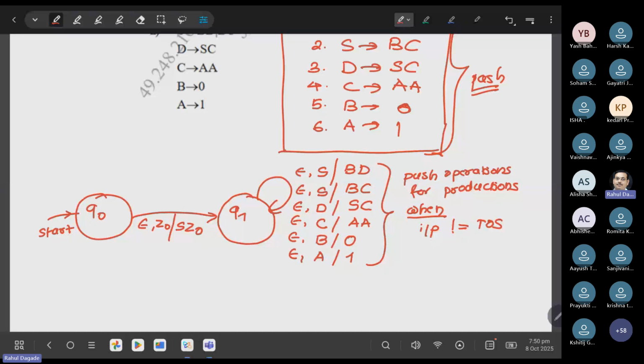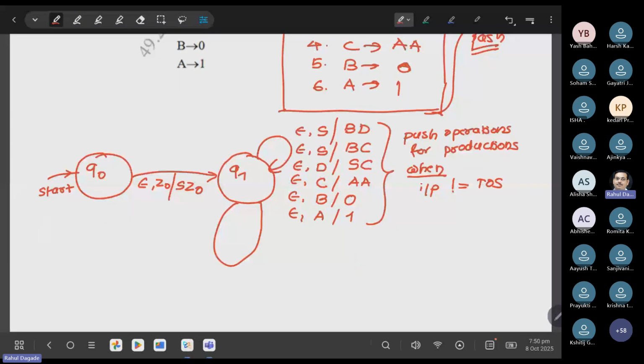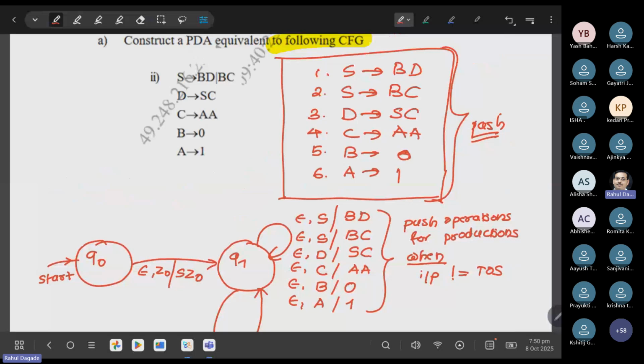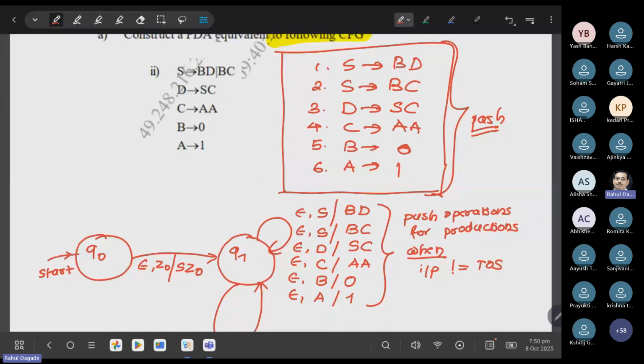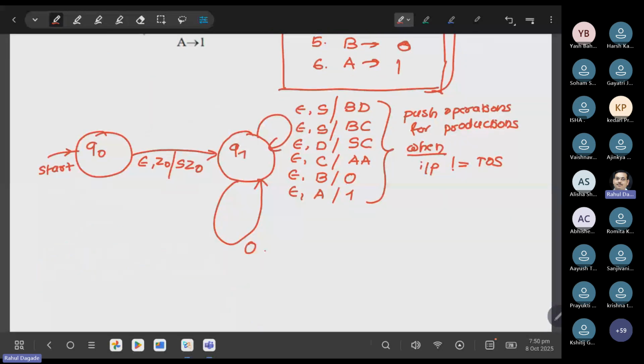Now we have to do a pop operation. How is it shown? The terminal symbols are 0 and 1. When 0 is input and 0 is on stack, then pop it. And when 1 is input and 1 is on stack, then pop it. These are pop operations, and this is to be done when input is same as top of stack.